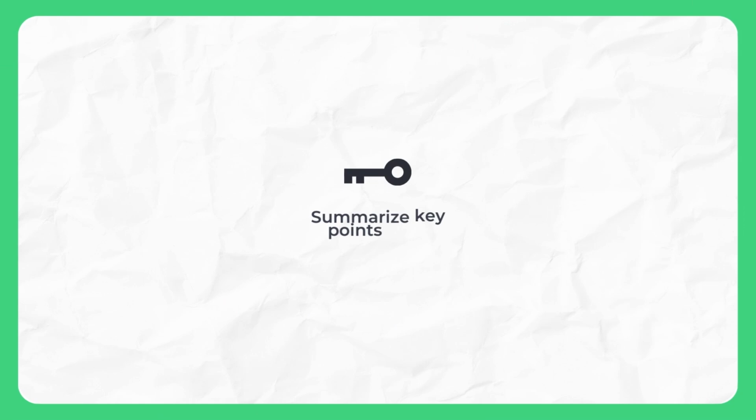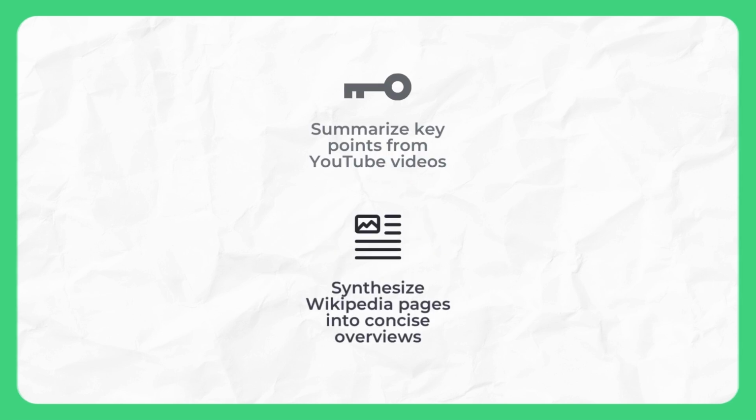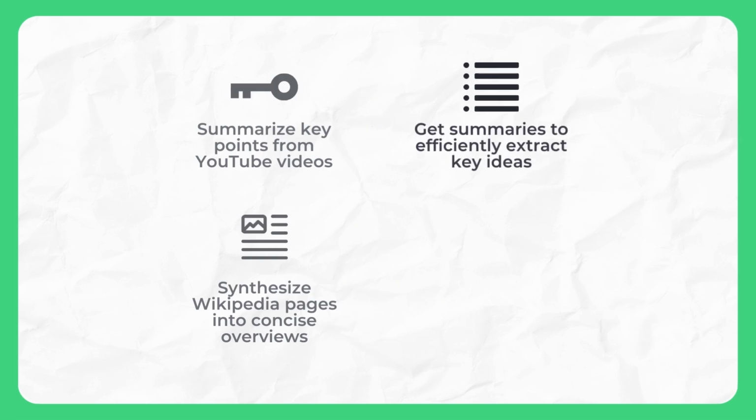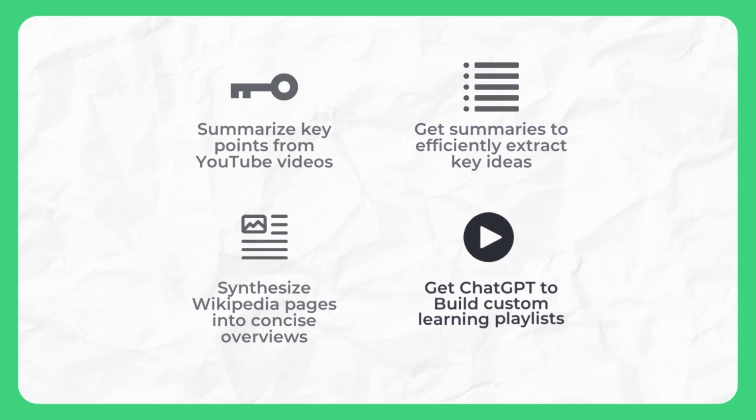So here is a quick overview of what's to come in this lecture. First, we'll see how we can ask ChatGPT to summarize key points from any YouTube video so we can learn faster. Next, we'll have ChatGPT synthesize Wikipedia pages into concise overviews. We'll see how to create summaries of blog posts and online articles and see how we can efficiently extract their key ideas. We'll ask ChatGPT to critique online material and highlight strengths and weaknesses. And then towards the end of the lecture, we'll see how we can get ChatGPT to build custom learning playlists for us so that we can learn exactly what we need in the time we have available.